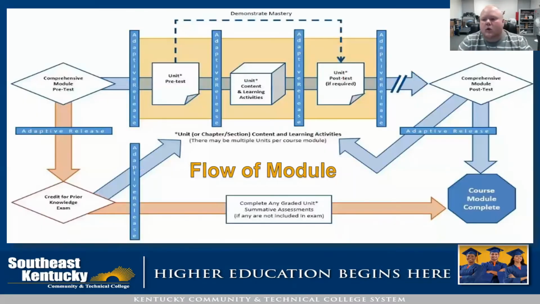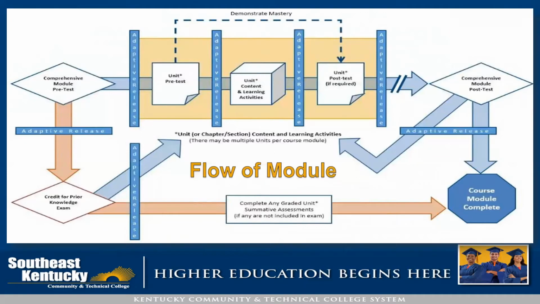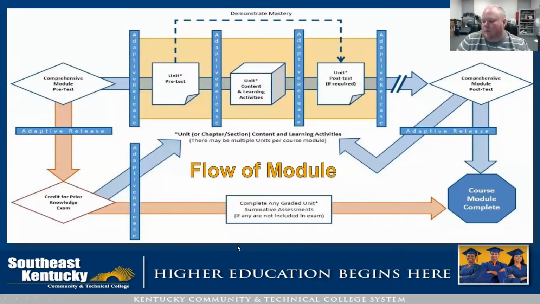So this is giving you an example of a flow of a module. You'll see that a course will start out with a pretest, then utilizing adaptive release. We use the Blackboard learning management system, so these courses are heavy on adaptive release. If a student makes a 90 or above on a pretest, it opens the credit for prior learning exam. If a student makes a 90 or above on that credit for prior learning exam, then they've completed the course.